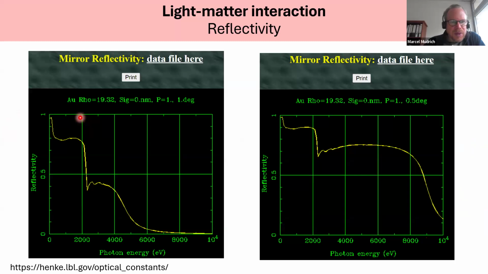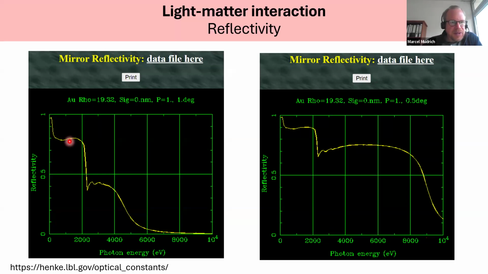And yeah, typical reflectivities, now that we know the index of refraction, as a function of photon energy. And I mean, why gold? Because gold is probably the most used material for building a mirror, because gold is very inert and can be made very flat and smooth. So it's very well suited for making optical surfaces.